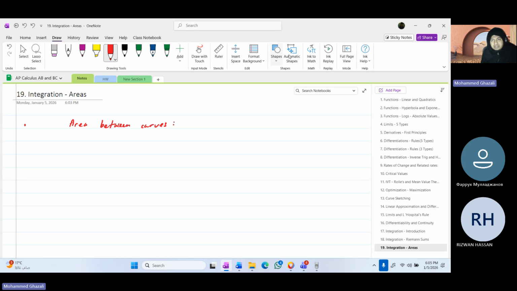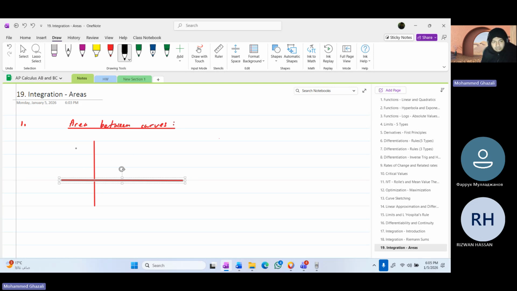You remember the last time when we did the Riemann sums, we found the area using polynomial functions. Now, what's area between curves? We have two curves and we want to find the area between them. It's not really that difficult. So I'm just going to draw two curves. And the type of integral that we need to set up here.